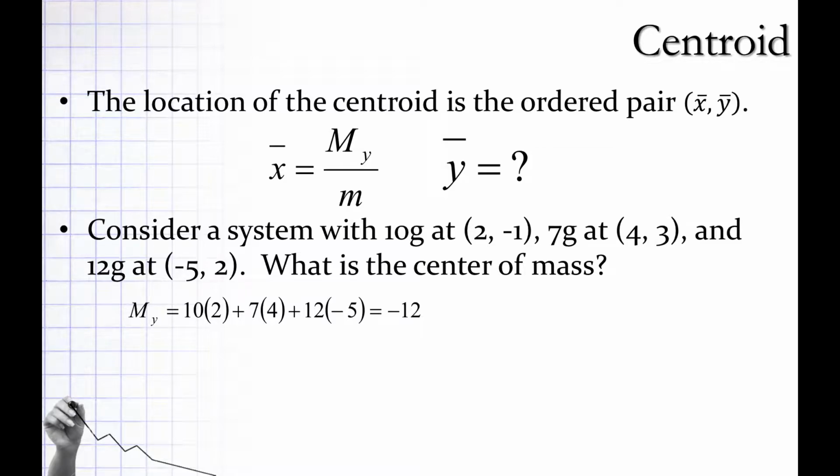Some of you may already even be working on the moment about x, but the moment about x, we are going to take all of our y distances and multiply them times the mass. So we have 10 times the y coordinate of negative 1, plus 7 times the y coordinate of 3, and 12 times the y coordinate of 2.